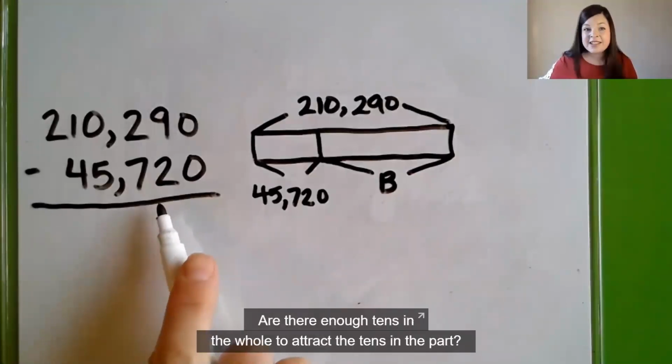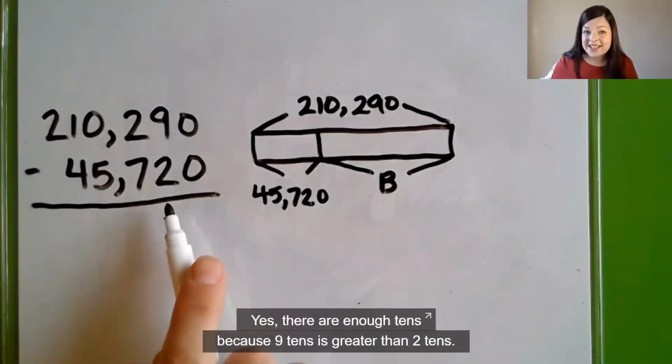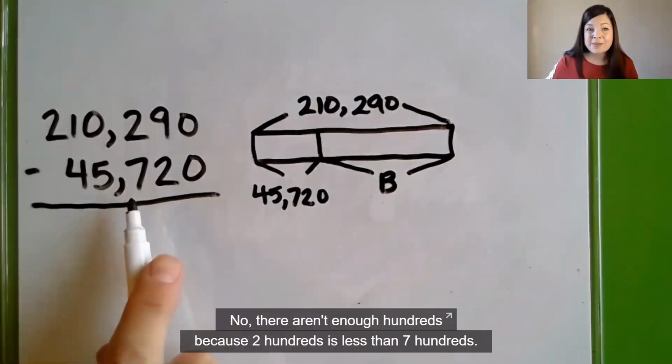Are there enough tens in the whole to subtract the tens in the part? Yes, there are enough tens because 9 tens is greater than 2 tens. Are there enough hundreds in the whole to subtract the hundreds in the part? Nope, there aren't enough hundreds because 2 hundreds is less than 7 hundreds.